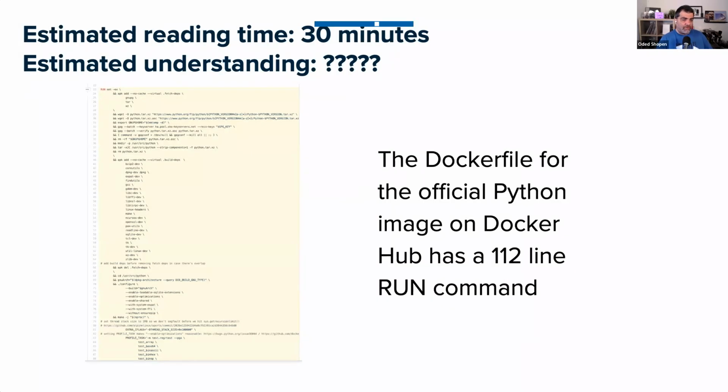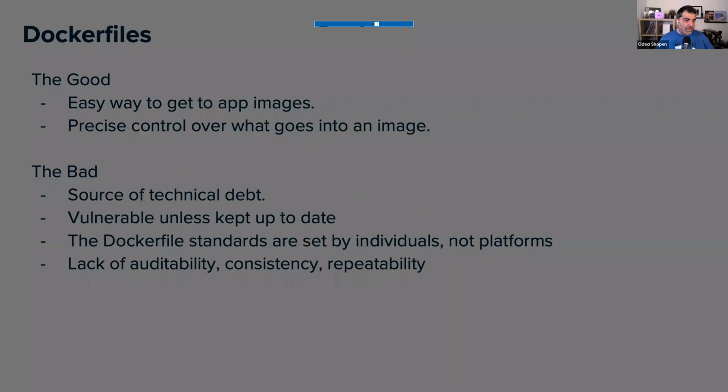Here's just an example of the official Python image from Docker Hub. It contains 112 lines of the RUN command. This is just one aspect of the final Dockerfile. So this is a lot of stuff, and if you really want to understand what goes on in your image, it's quite cumbersome and quite hard to figure out by yourself.